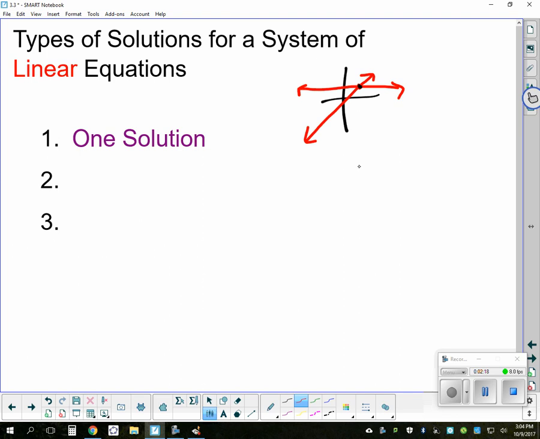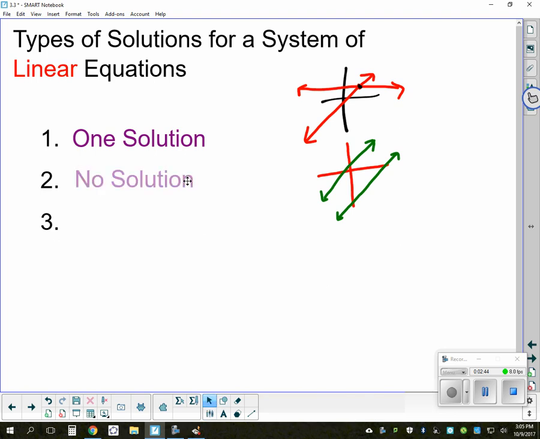Think about other ways that you could have two graphs or two lines on a graph. Maybe you have one that goes here, and maybe your other one is perfectly parallel to your first line. We know parallel lines are never going to intersect. They're never going to touch. Well, if your solution is the point where they intersect, and we're saying that the lines are never going to intersect, then we would get no solution.